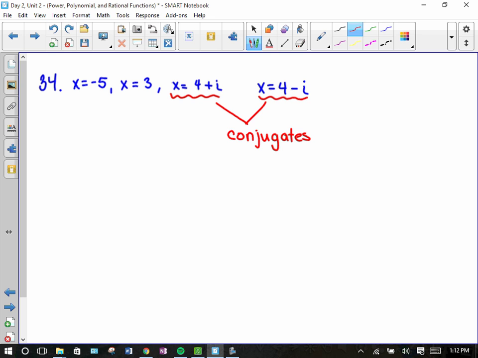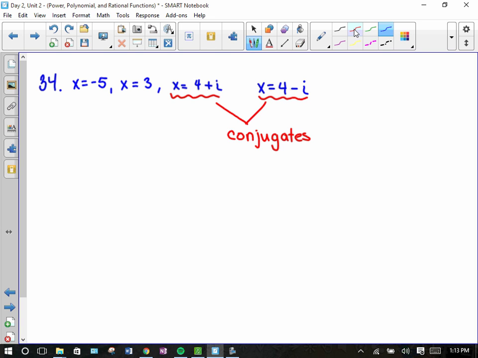The nice thing about those is when you multiply them together, the i's go away, and you're left with just a nice real number. So what we know here is that these are our 4 zeros, so this is a 4th degree polynomial. Each of these zeros can be written as factors.